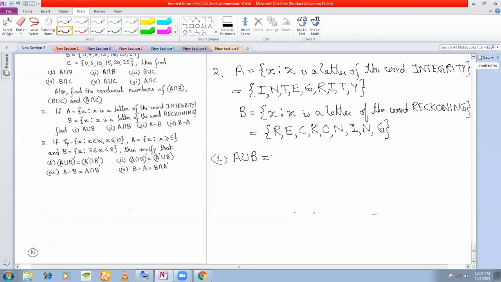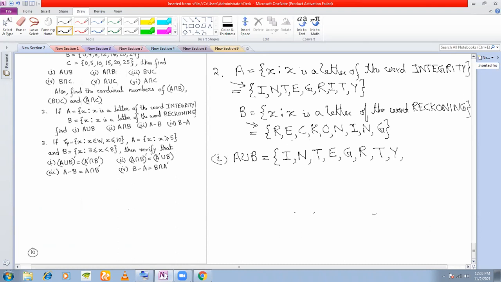A union B is the union of this set and this set. So I'm writing directly. What is the union here? I is an element in both, but we write only once. N is an element in both, but we write only once. T is an element only in A, we write once. E is an element in both, so we write only once. G is an element in both A and B, we write only once. R is an element in both A and B, we write only once. I is an element which is repeated, so we don't write it. T is an element only in A, so we write T. And Y is an element only in A, we write Y.